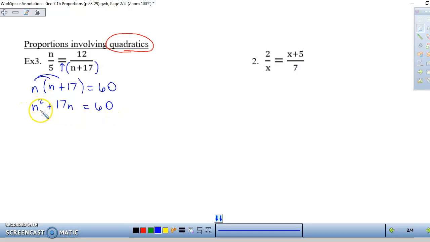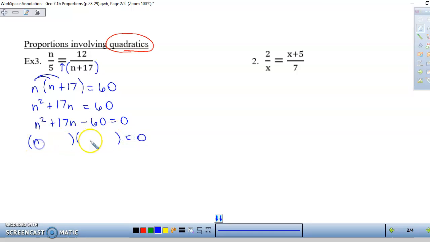Okay, and now I'm noticing I have an n squared. So I need to go through the process of solving a quadratic. As you might recall, the first step is to set this to 0. So I'm going to subtract 60 to the other side. And then I get n squared plus 17n minus 60 equals 0. Okay, I'm going to factor this.